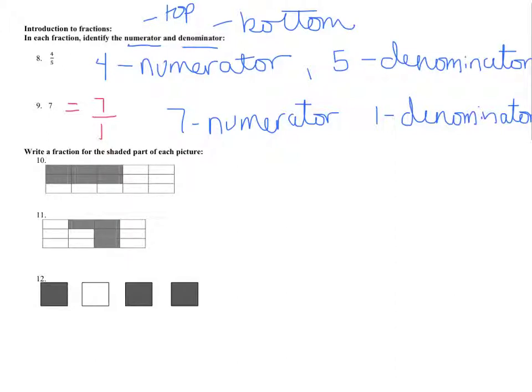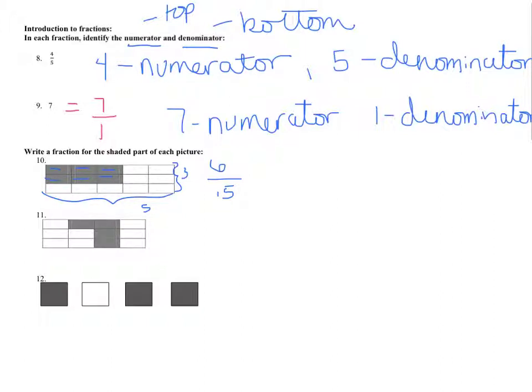Okay, so now let's write a fraction for the shaded part of each picture. So remember, our numerator will represent the part that's shaded, and the denominator will represent the total number of spaces. So in example 10, I see that there's 1, 2, 3, 4, 5, 6 shaded pieces out of a total of, well, I can see this picture is 3 units by 5 units across, so there must be 15 spaces total. So this piece represents 6/15.